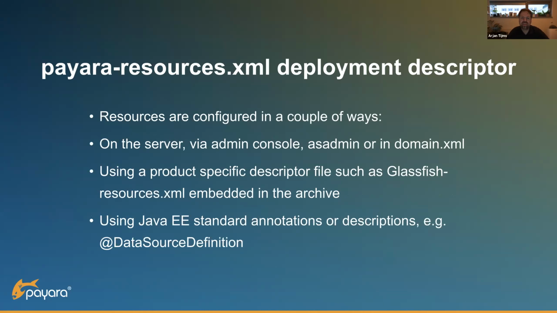The resources are normally configured or defined in a couple of ways. So there's the admin console, there's asadmin, the CLI. They can be added directly to the domain.xml as well. Admin console and asadmin are basically applications to write into the domain XML. The domain XML is the source of truth, so to say.